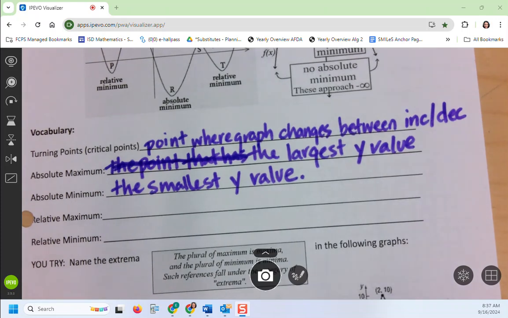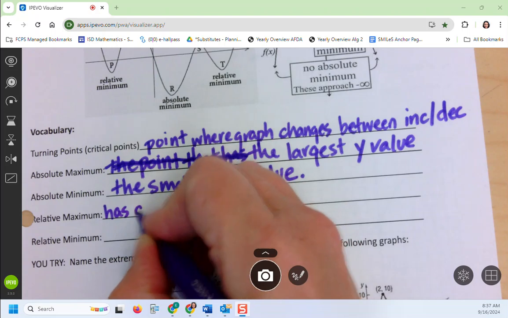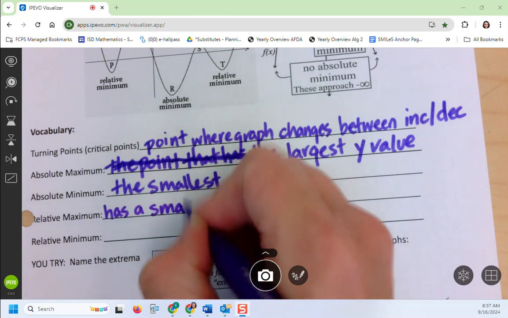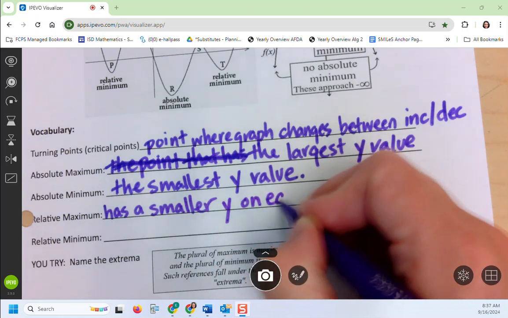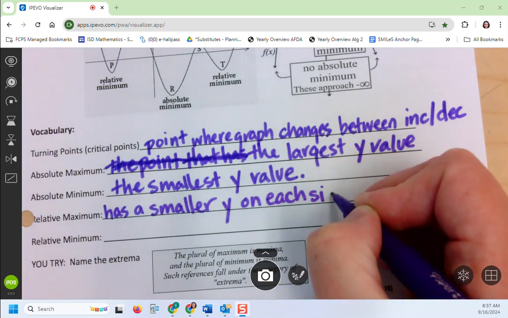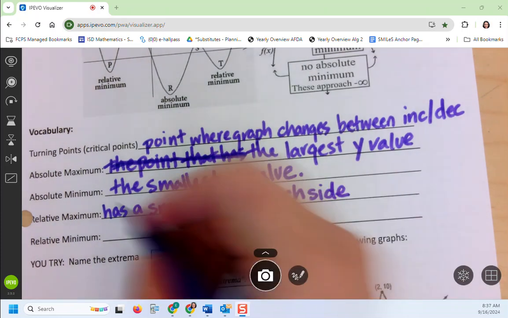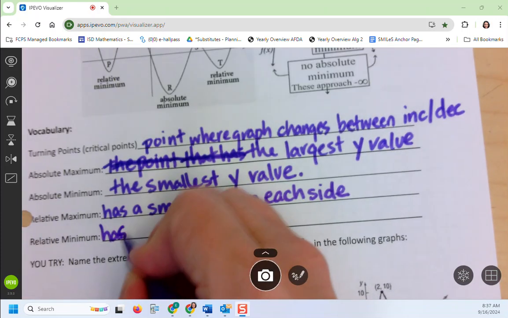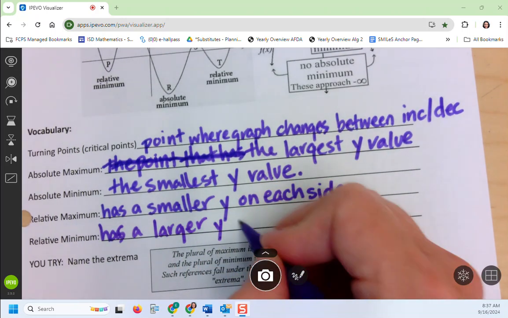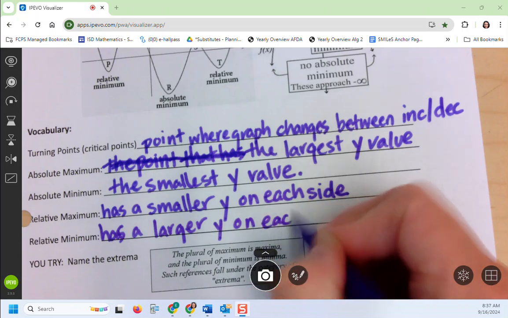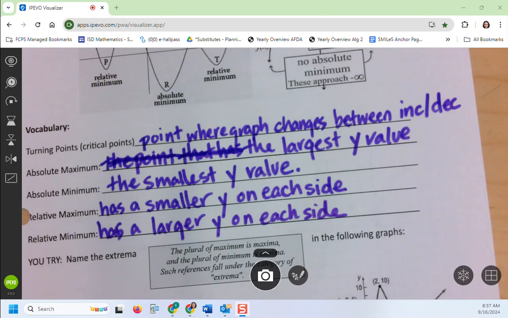Understand. A relative maximum has a smaller y on each side. And a relative minimum has a larger y on each side. Each side of like what? Each side of the point.